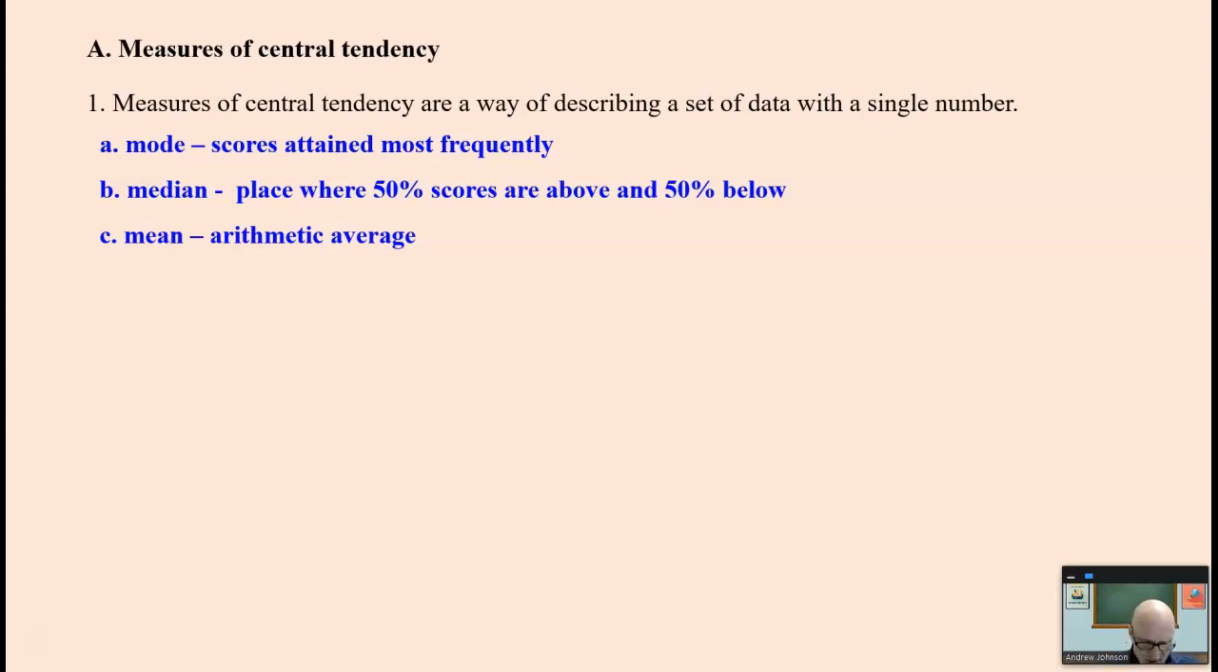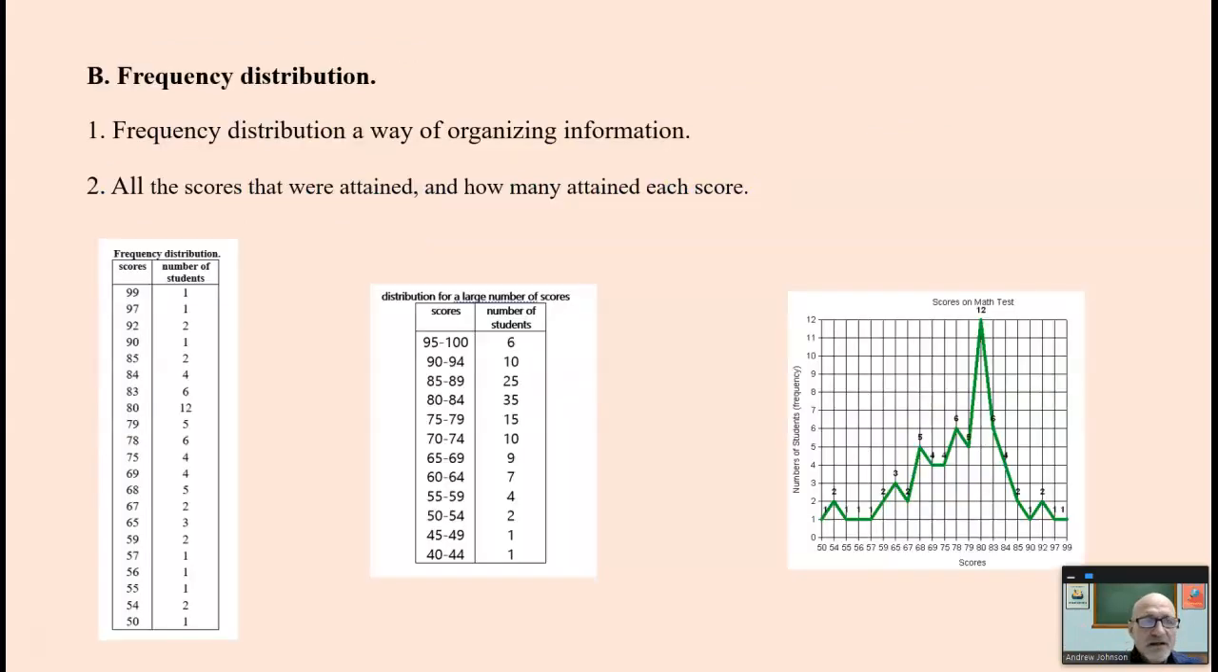The mode is the score most frequently obtained when you have a set of data. The median, in a list of scores, is where 50% is above and 50% is below, and the mean is the arithmetic average.